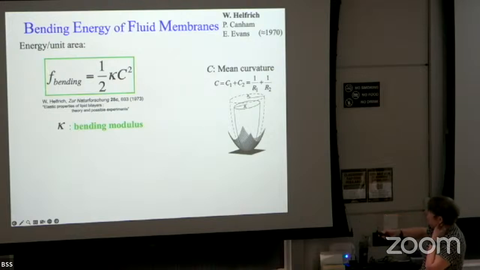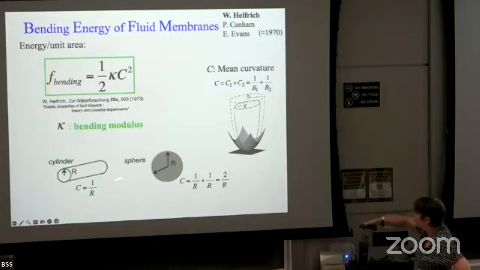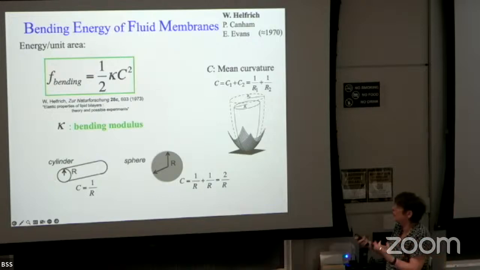So if, for instance, you take a cylinder, the mean curvature will be 1/r, the radius of the tube or the cylinder. And if you have a sphere, the mean curvature will be 2/r. So basically with that, you can in principle calculate how much energy is needed, and you can measure and interpret data when you bend the membrane.